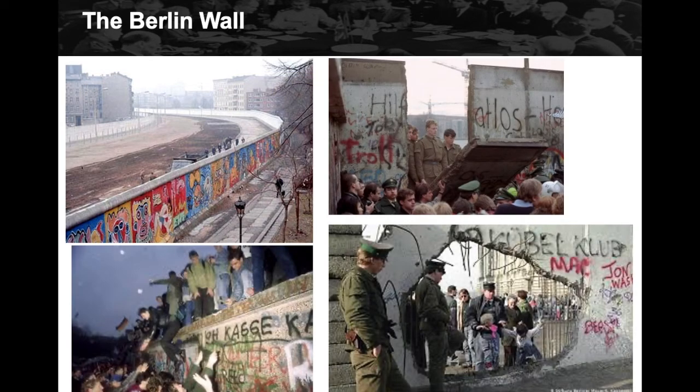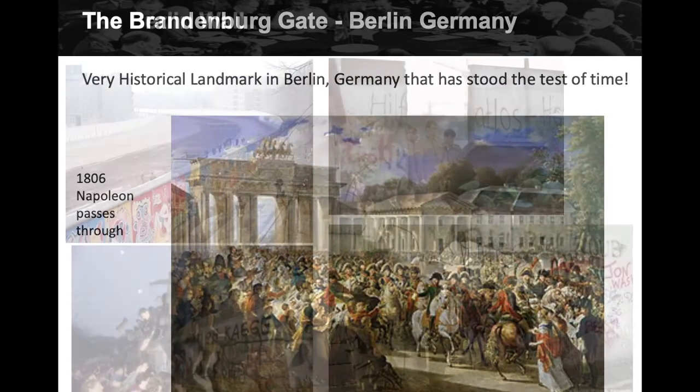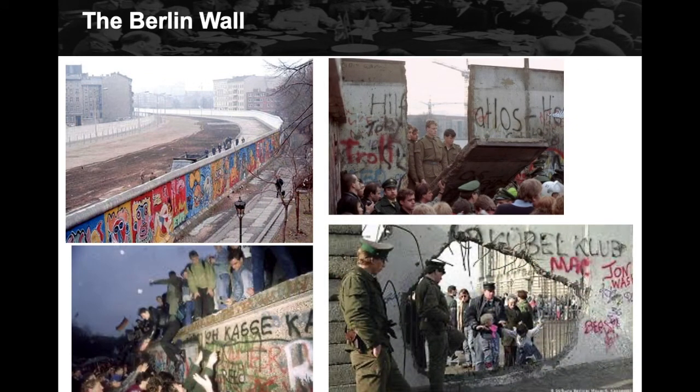Okay, so here's the Berlin Wall. On the top left is before it's torn down. You just see all the graffiti and all of that. And then you see it being torn down itself, pieces of the wall being brought down, people jumping over the wall. Here's some kids walking through a big hole in the wall. So the wall's being torn down. Okay, so that's all I'm going to talk about the Berlin Wall.